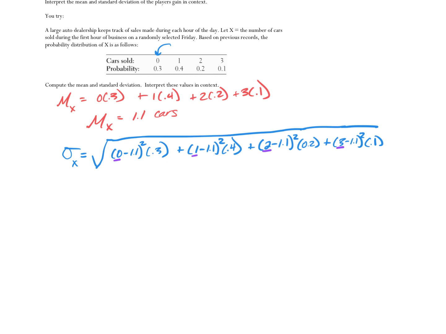And everything underlined in orange are the probabilities associated with those outcomes. Anyone got it? 0.94. Okay.